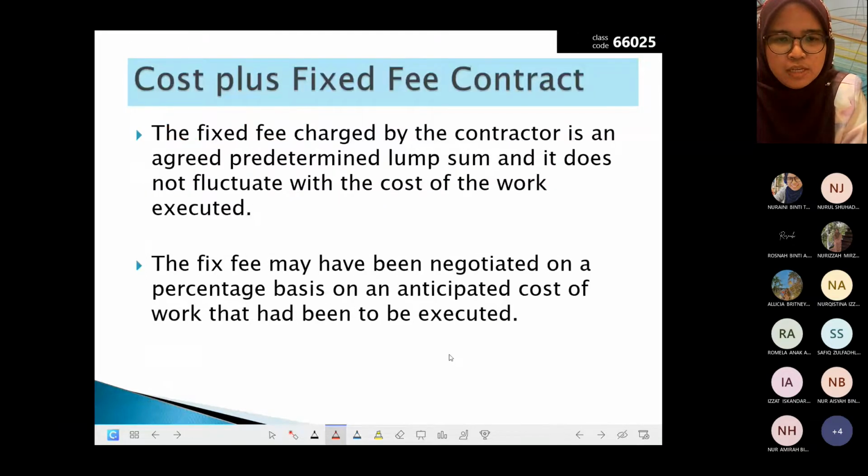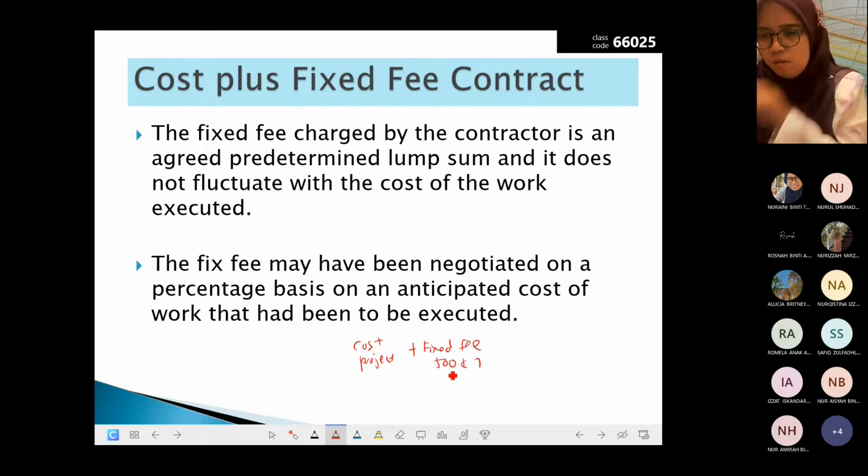Okay, and then cost plus fee: the fee charged by the contractor is an agreed predetermined lump sum and it does not fluctuate with the cost of the work executed. So this is the cost of the project, okay, plus fee. Okay, for example 500,000. So whether his cost increases or decreases, the fee for the contractor remains 500,000.